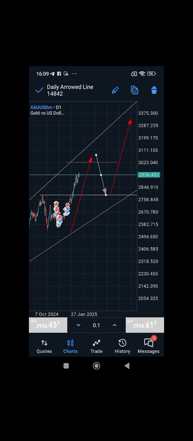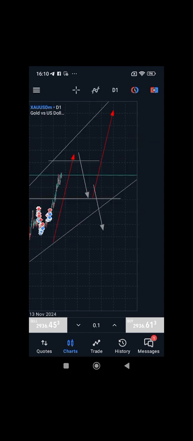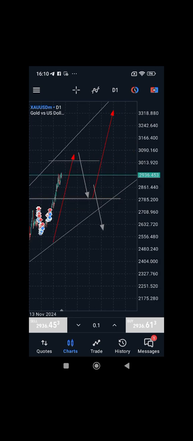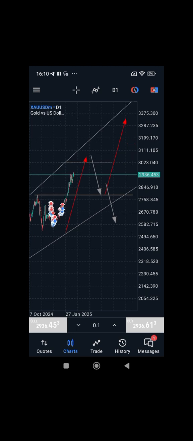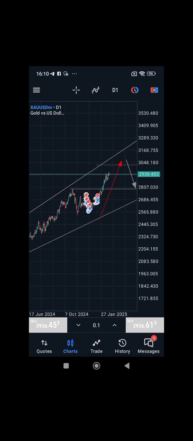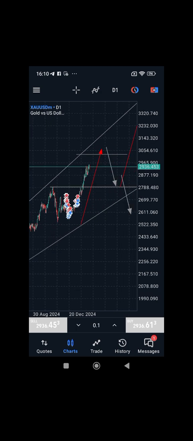Or if that fails, then we are going to have some moves again to the downside from this particular point to this particular point. But my intention for this pair is that we are still going to be having some very strong move to the upside. I strongly believe that we are going to have a strong move to the upside, because there are no indications for a reversal trend here, a reversal pattern. This is a daily time frame.